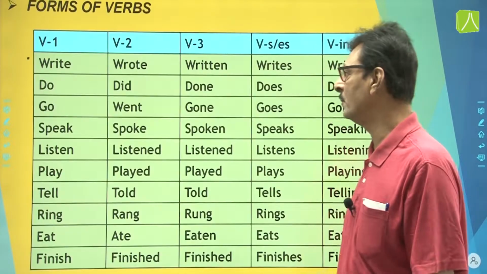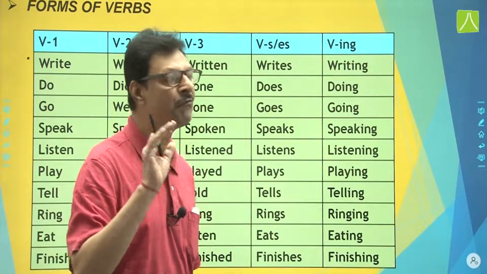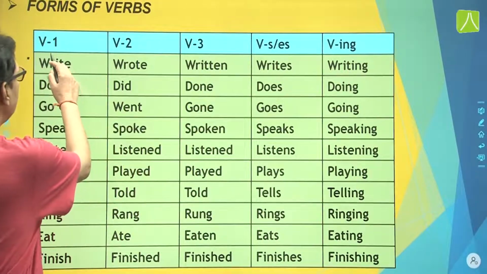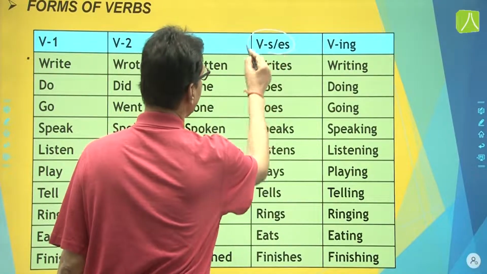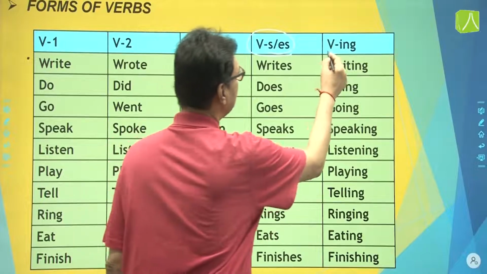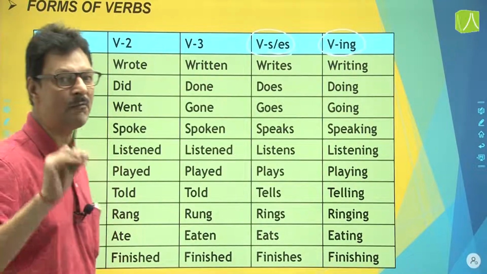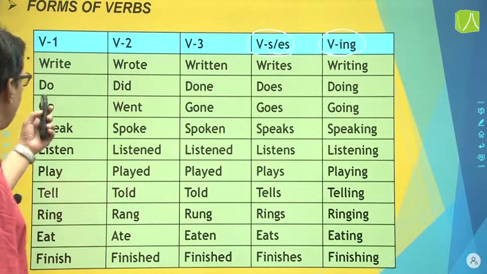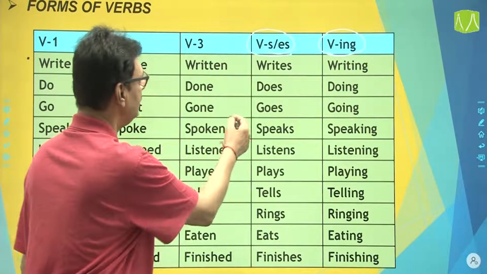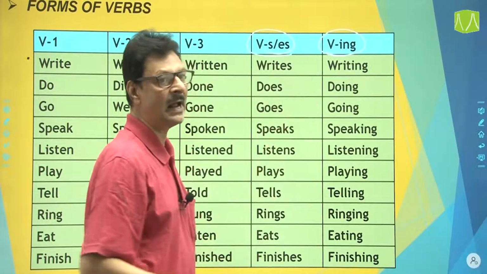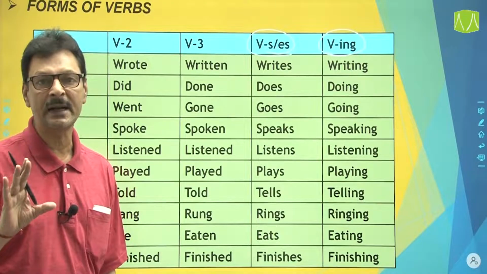Now as you all know, there are 5 forms of verbs, not 3. Students, there are 5 forms of verb. The first form, second form, third form, then the S or ES form, and then the fifth form we can take as the ING form of the verb. A glimpse of a few verbs: write, wrote, written, writes and writing, and so on.